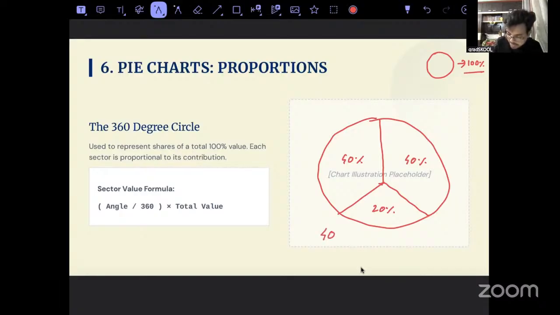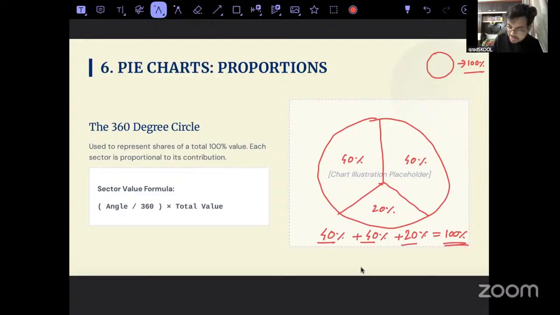40% plus 40% plus 20% is 100%. Correct? 40 plus 40 is 80, 80 plus 20 is 100. I guess this is clear. If this is clear, let's move forward.